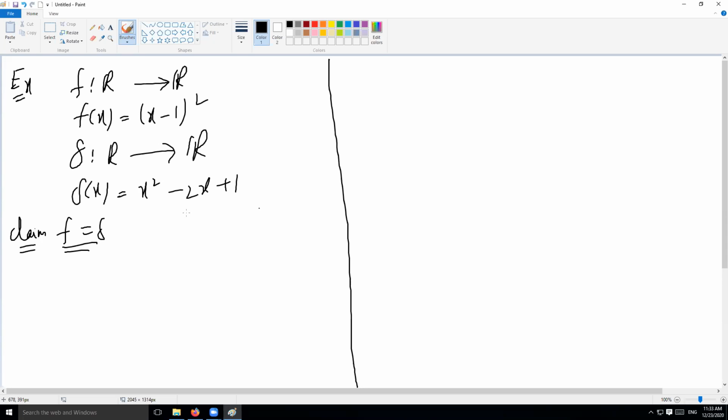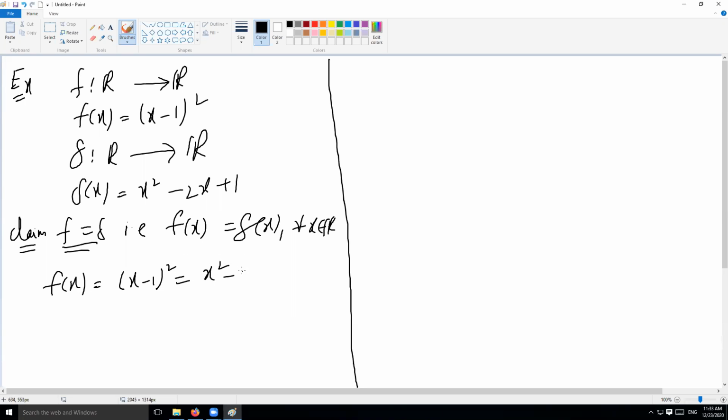So what does this mean? This means I need to show that f of x is equal to g of x for all x in R. So if I take my f of x, what is f of x? (x minus 1) squared. I can simplify this: it is x squared minus 2x plus 1. But this is precisely g of x. So this means that at every x, f of x is equal to g of x, that is, f evaluated at x is equal to g evaluated at x for all x in R. Does that make sense? Yes, sir.